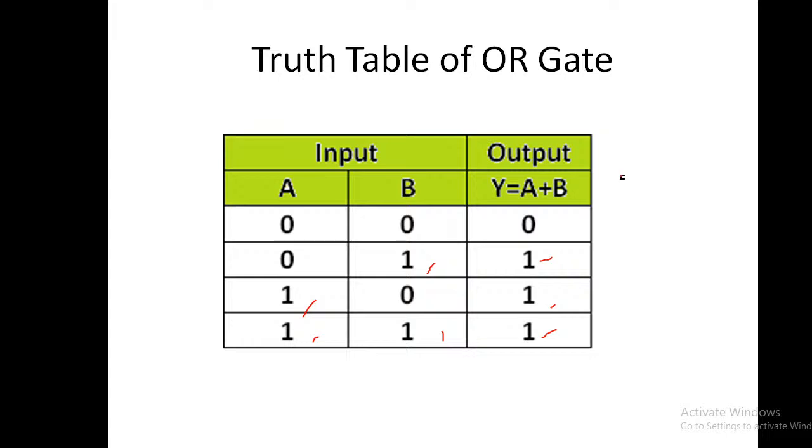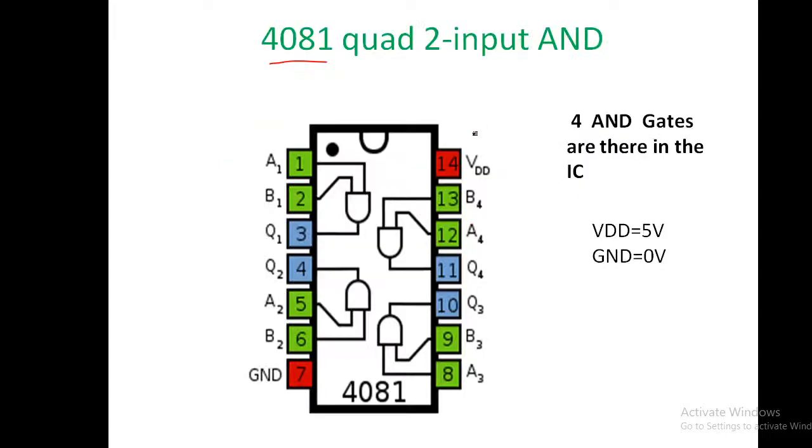I have already told you, so here also the same thing will happen. How many gates are there within this IC? There are 4 gates. This one is one AND gate, this is another AND gate. So there will be 4 gates here also, similar to the previous one, that is 4071. Here also the ground and VDD you have to give, and this is the notch, right?